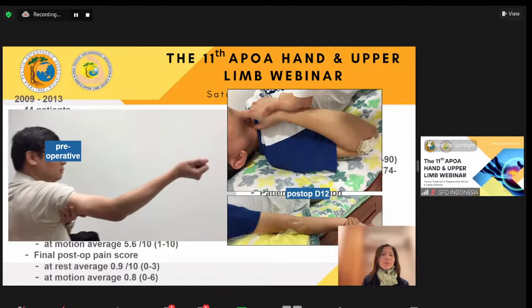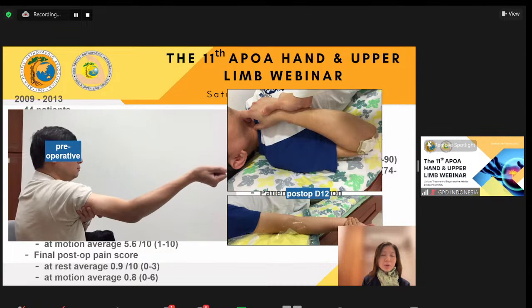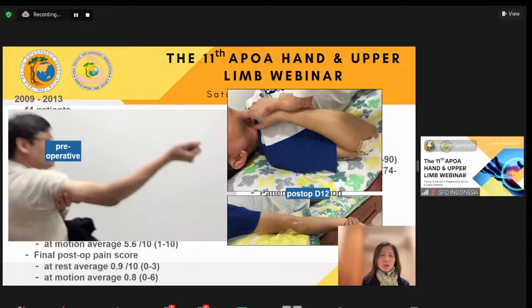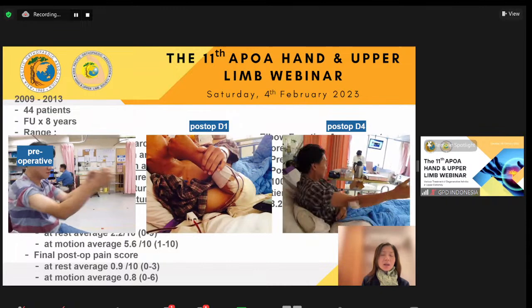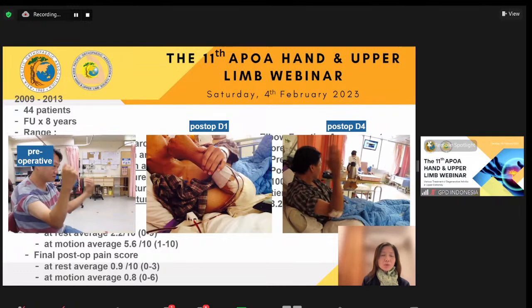This is an example of a patient who underwent elbow arthroscopic surgery, and you find that very good post-operative range of motion could be achieved. This is another person who had the surgery, and he could achieve good range of motion soon after the operation.